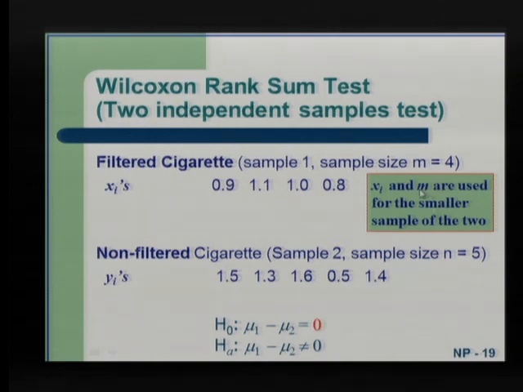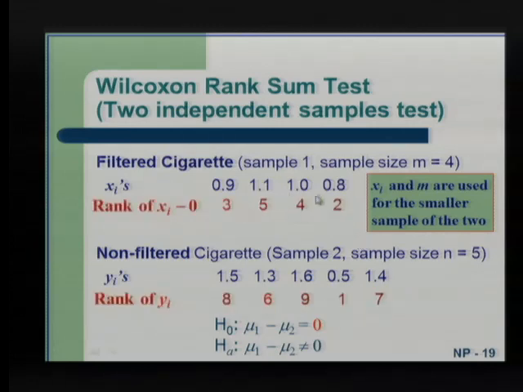So we call this the first sample, and this is the second sample. There is a notation M, which denotes the sample size for the first sample. This Wilcoxon rank sum test is based on the rank sum of the first sample. If you have these two samples, you rank the overall data. Among these nine pieces of data, 0.5 is the smallest, 0.8 is next smallest, 0.9 is third smallest, and so forth. You rank all these data values, and the test statistic is the rank sum for the first sample. So you have to do some preparation.